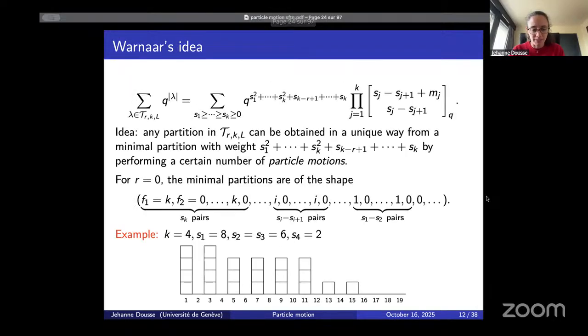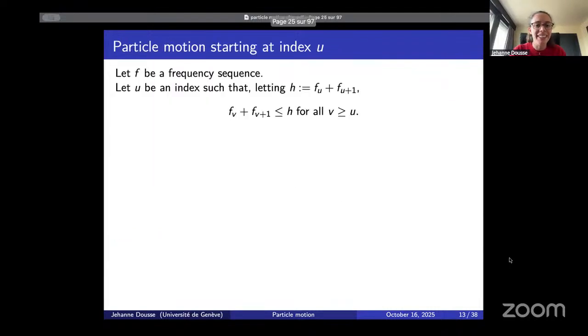Okay, so just keep in mind that later we will start from this partition and apply some particle motions to it. But we don't know yet what particle motions are, but we will know in the next slide. So the definition of particle motion itself can, in theory, be applied to any frequency sequence. It doesn't need to be of the shape that I described before.